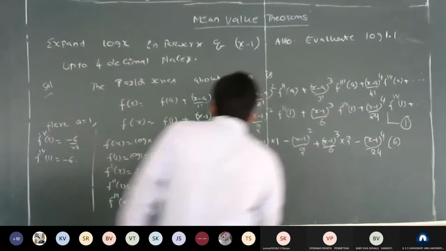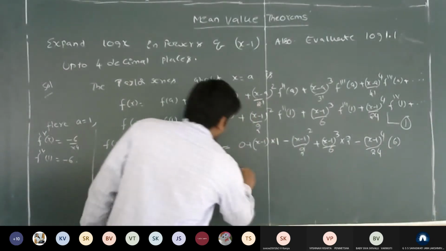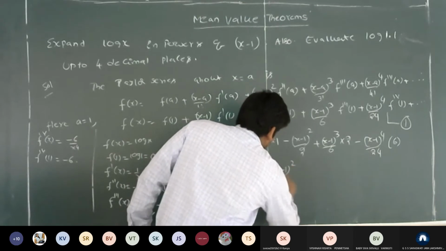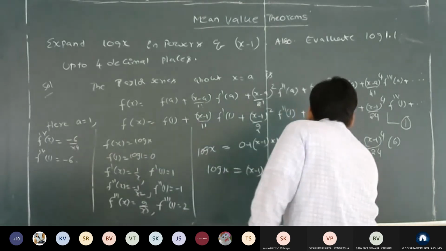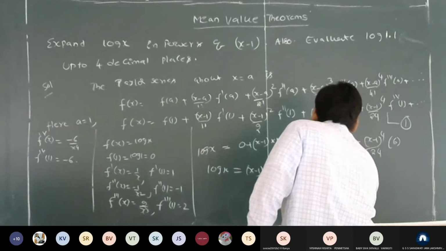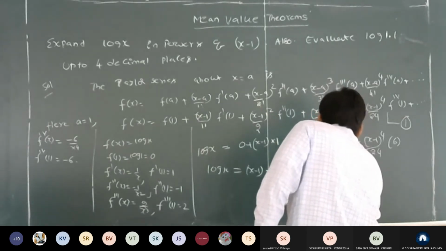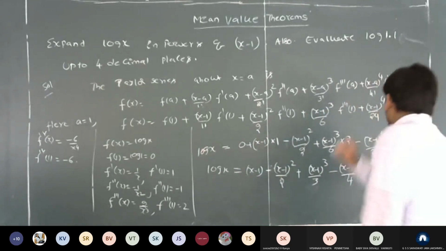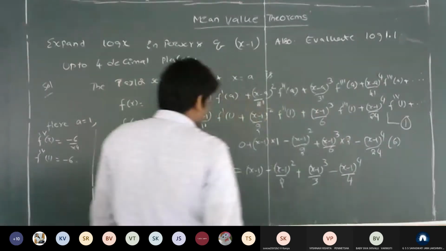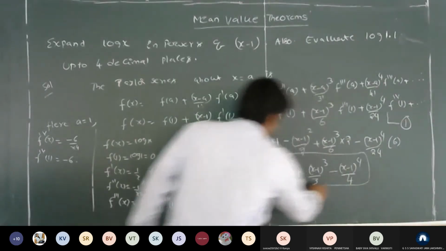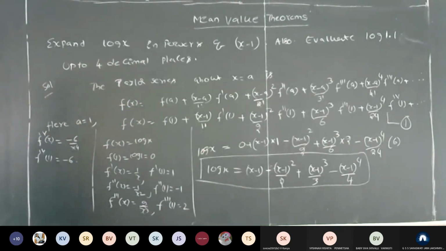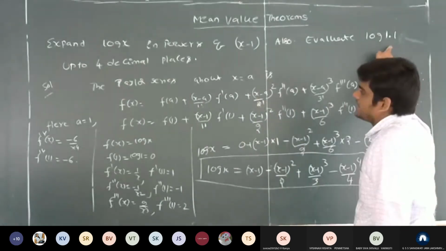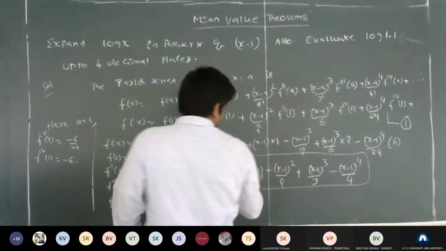So this is the log x expansion in the powers of x minus 1. This is 80% of the problem. Simplifying, 2 over 6 gives x minus 1 whole cube by 3, and 6 over 24 gives x minus 1 whole power 4 by 4. That is the Taylor series expansion of log x about the point x equal to 1. Now finally you have to evaluate the value of log 1.1 up to 4 decimals from this result.